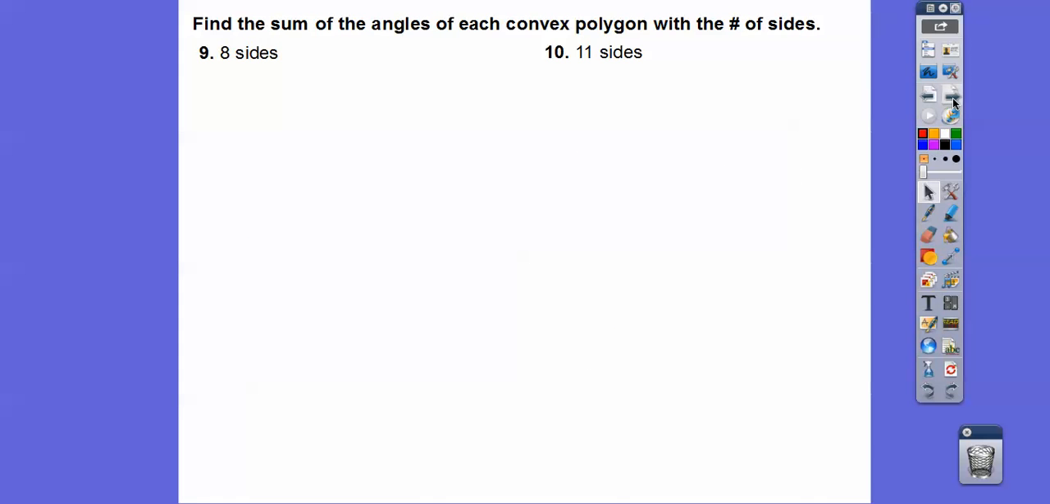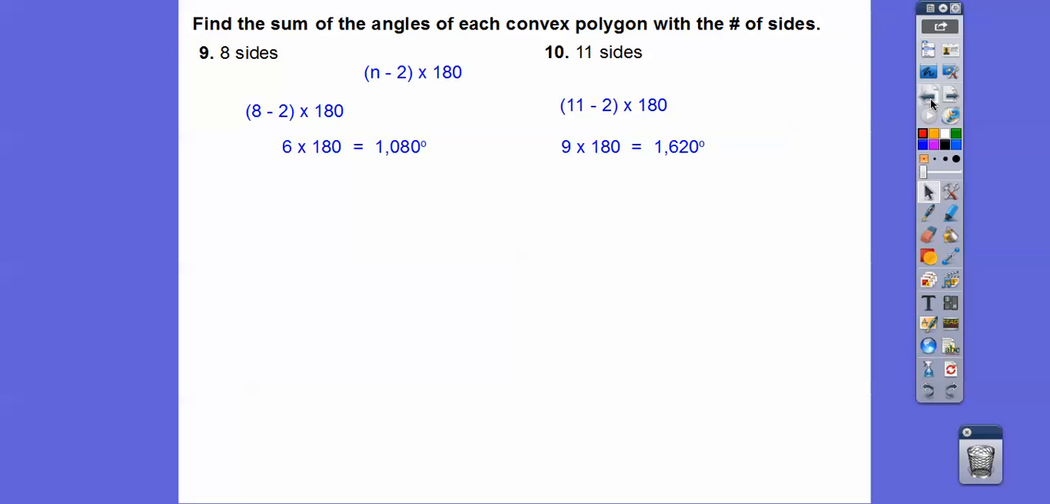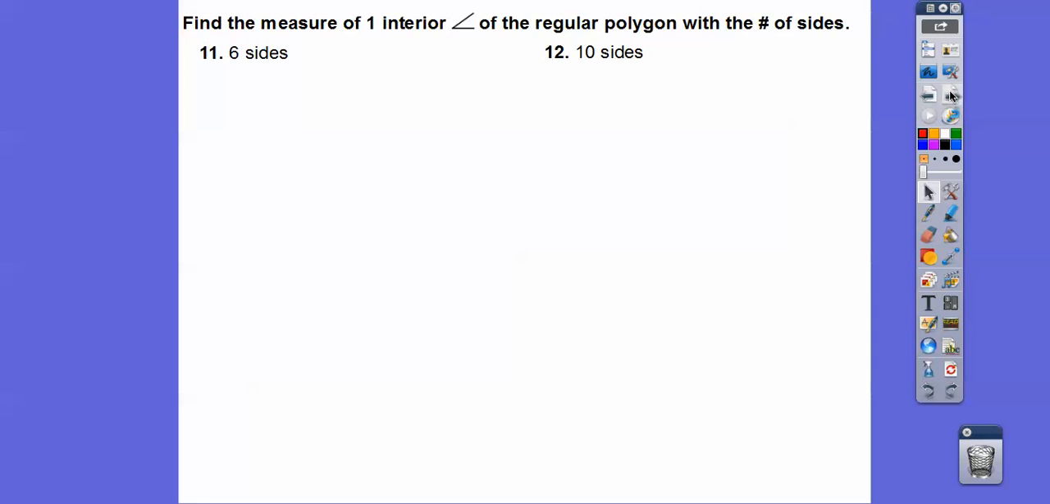All right, find the sum of the angles of the convex polygons with the number of sides. Well, the sum of the angles is n minus 2 times 180. Okay, so 8 minus 2, and then 11 minus 2 times 180, and then crank that out, and those are our answers.